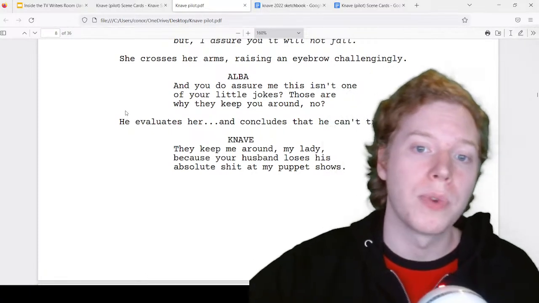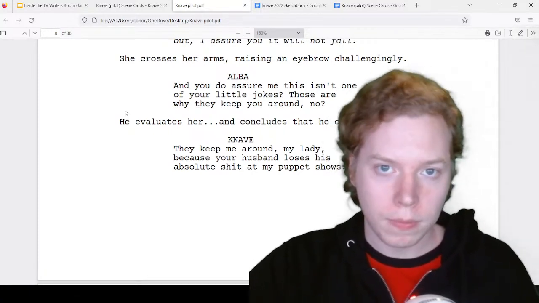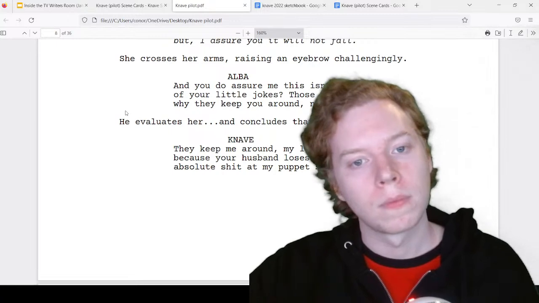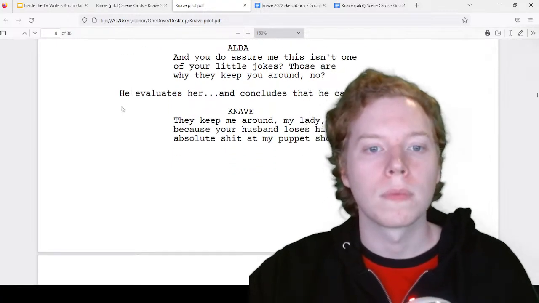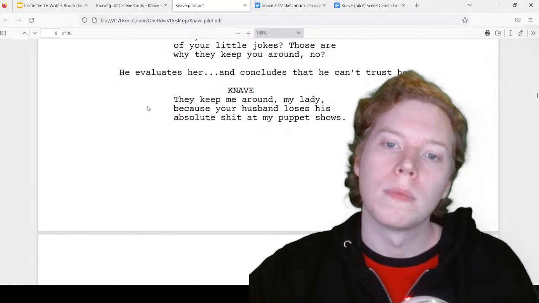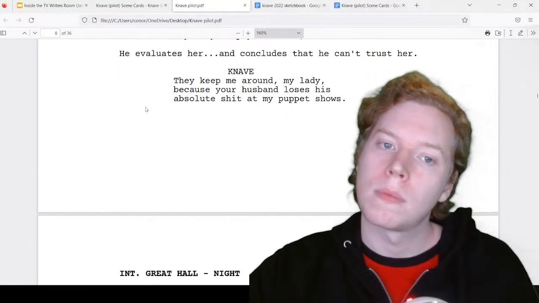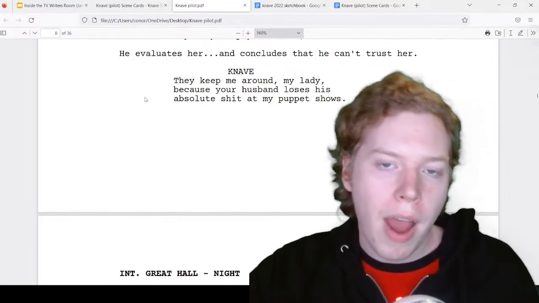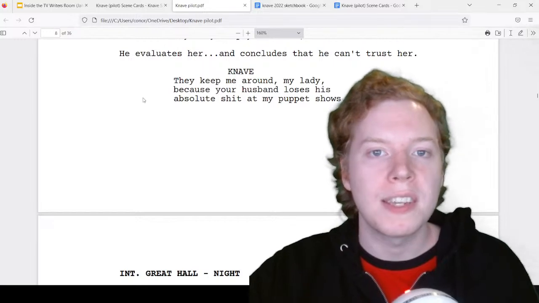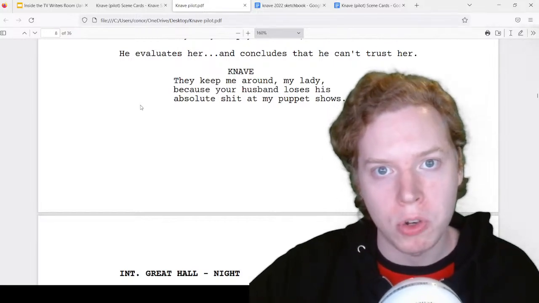She crosses her arms, raising an eyebrow challengingly. Sorry. And you do assure me this isn't one of your little jokes? Those are why they keep you around, no? He evaluates her and concludes that he can't trust her. They keep me around, my lady, because your husband loses his absolute shit at my puppet shows.